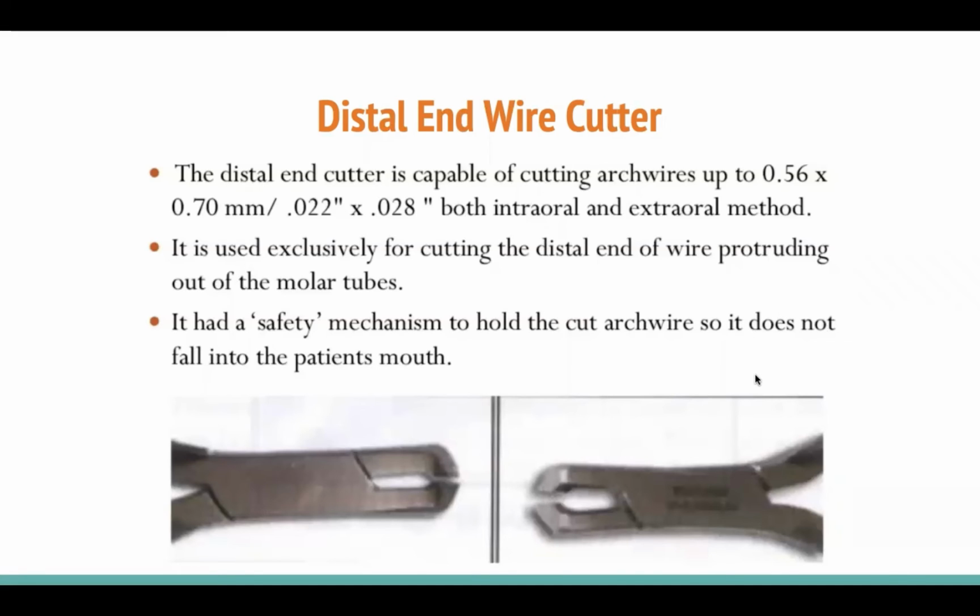So you cut it and then you take it out, the wire comes out from the cutter. Okay, so it's a safety mechanism. Cut and take out the plier, the wire is there inside the safety lock.